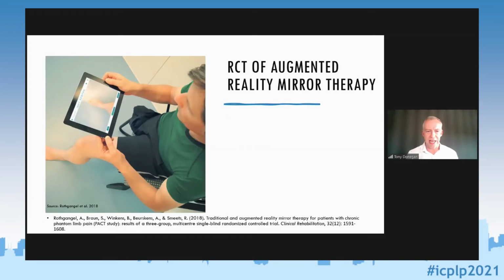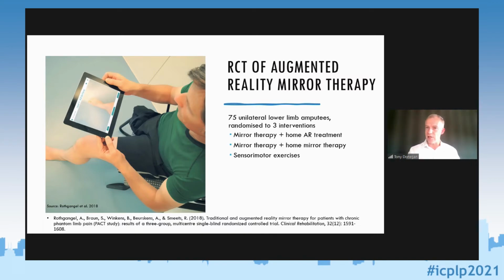If we fast forward a little bit to later in 2018, this was a really large multi-center, well-conducted RCT that explored the use of mirror therapy and augmented reality mirror therapy. They had 75 unilateral lower limb amputees, and they randomized them into 3 interventions. The 2 groups had 4 weeks of supervised mirror therapy. Then the first group had a home-based augmented reality treatment, so they took over an iPad. The iPad webcam reproduced and flipped the image of their leg when they looked down. So it's essentially an augmented reality mirror therapy using the iPad as a mirror. The second group did traditional mirror therapy, and the control group just did sensory-motor exercises for the intact limb.